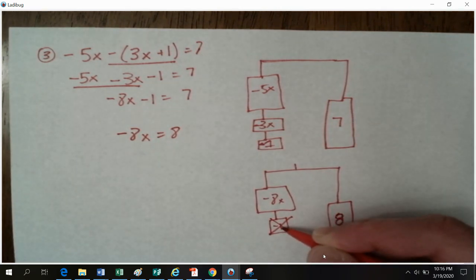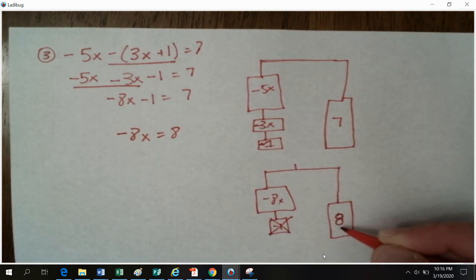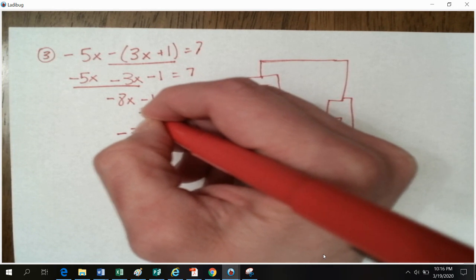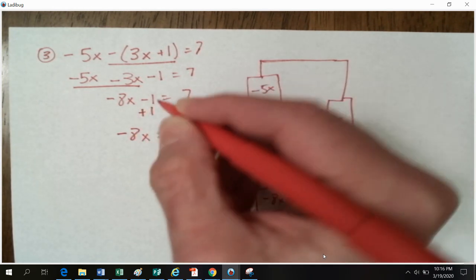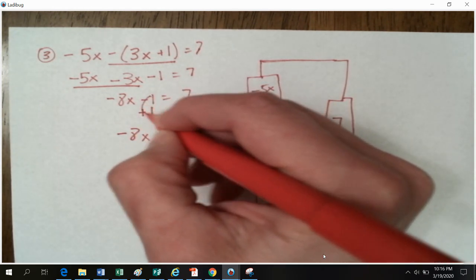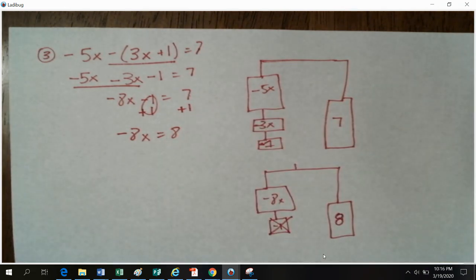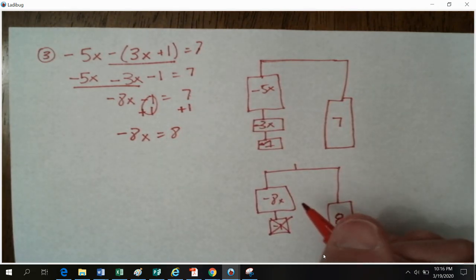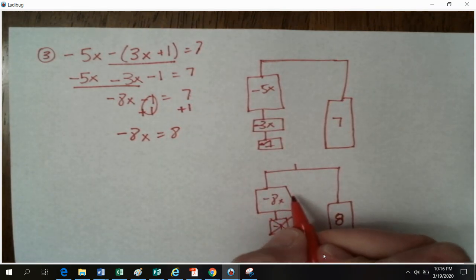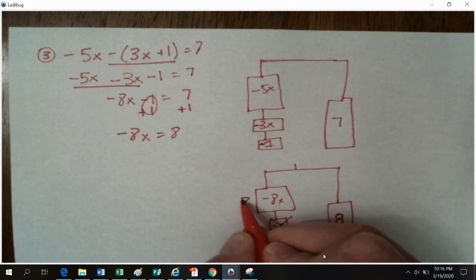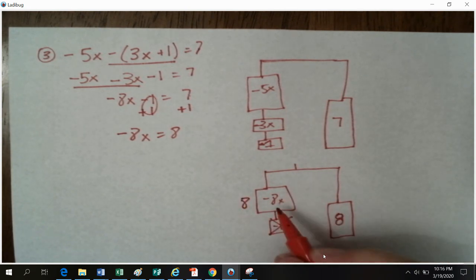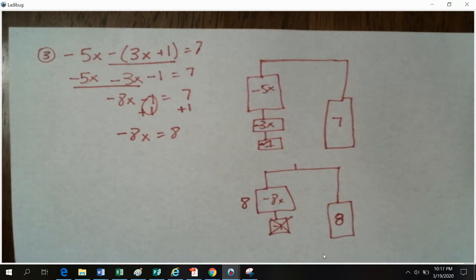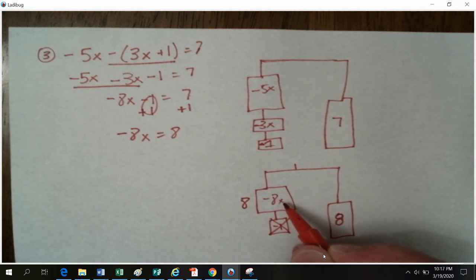So what did I do mathematically? I added 1 to the left side, I added 1 to the right side. Negative 1 plus 1 is 0. 7 plus 1 is 8. Beautiful. All right, so this box here needs to have a value of 8. So negative 8 times what number equals positive 8? Well, it has to equal negative 1 to have a value of 8.